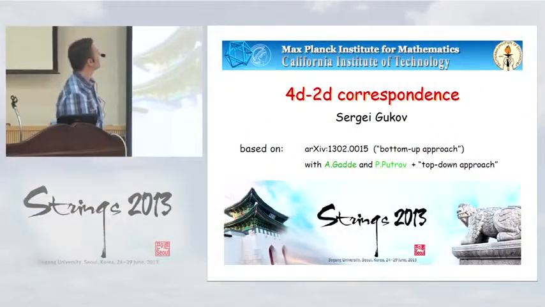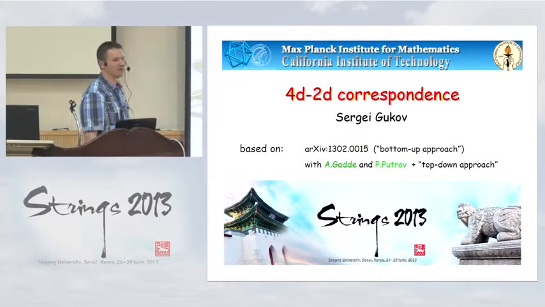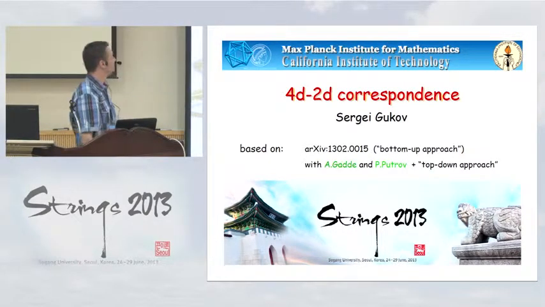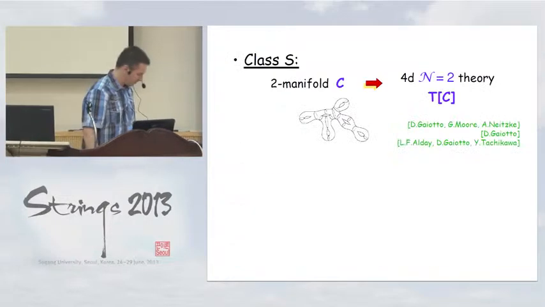I'm going to talk about 4d-2d correspondence, which is based on several papers written together with great Caltech postdocs, Abhijit and Pavel. One paper appeared back in the winter, and that appeared just last week.